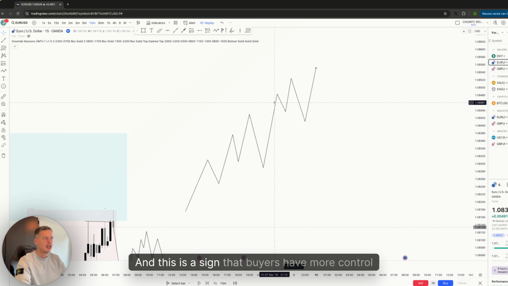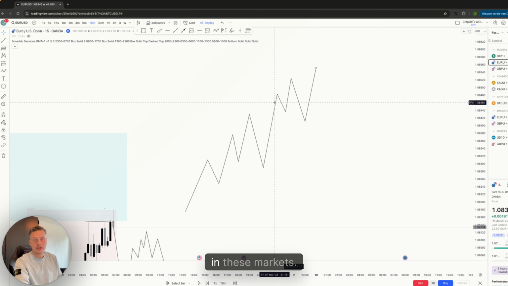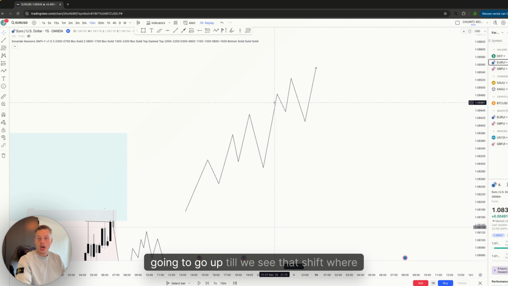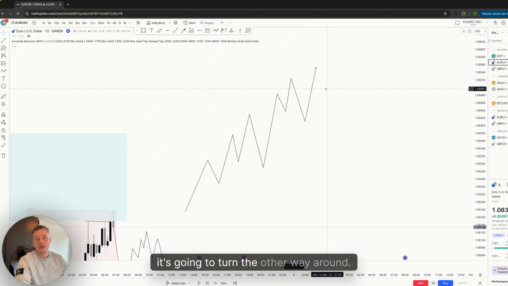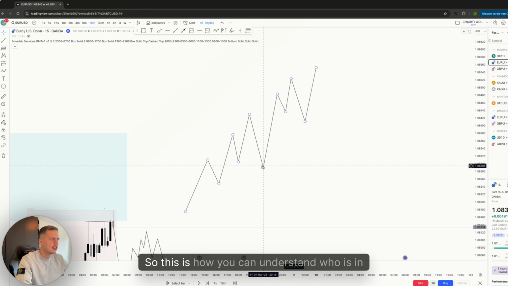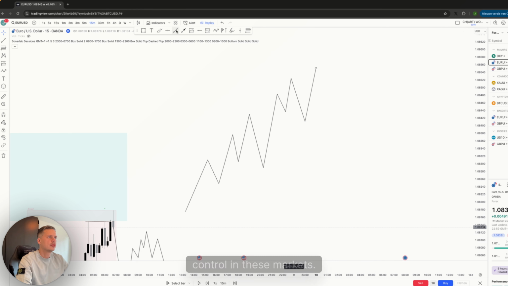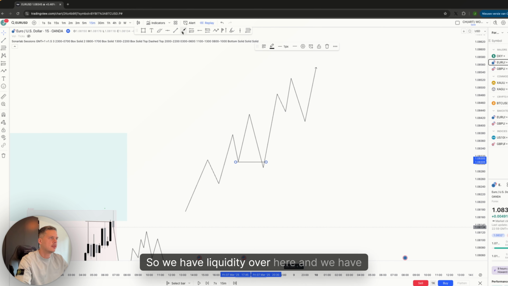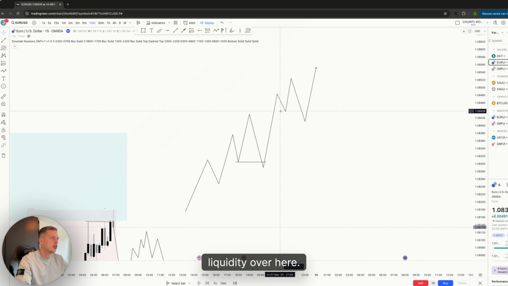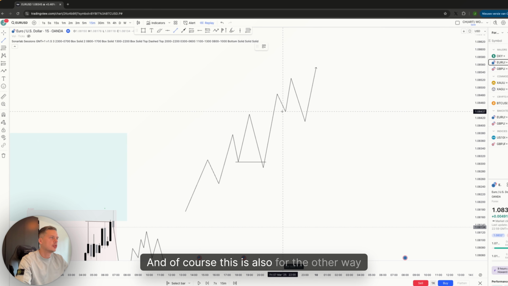And this is a sign that buyers have more control in these markets and price is potentially going to go up till we see that shift where it's going to turn the other way around. So this is how you can understand who is in control in these markets, right? So we have liquidity over here, and we have liquidity over here. And of course, this is also for the other way around.